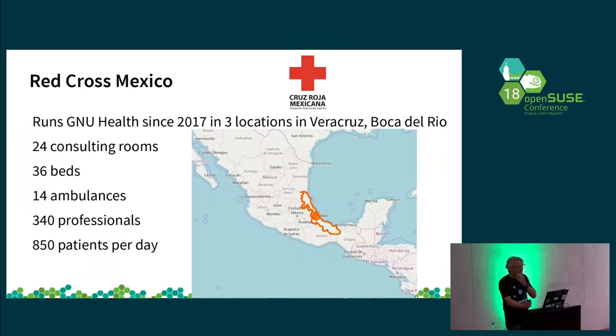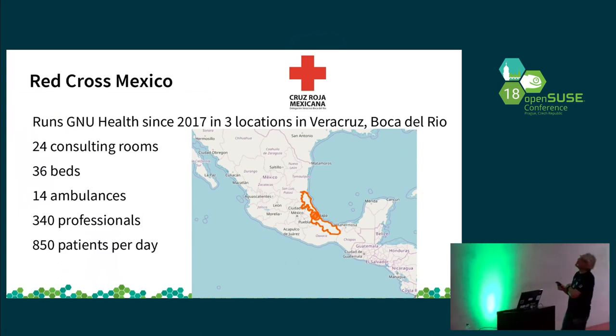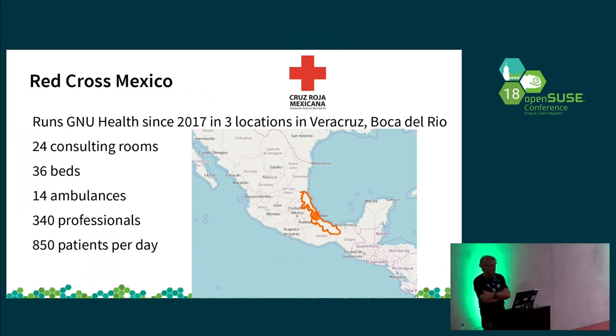Let's have a look at multi-site uses, for example, by the Red Cross in Mexico. The Red Cross in Mexico uses this in three locations in the province of Boca del Rio. 24 consulting rooms, 36 beds, ambulances, professionals, 800 patients per day.